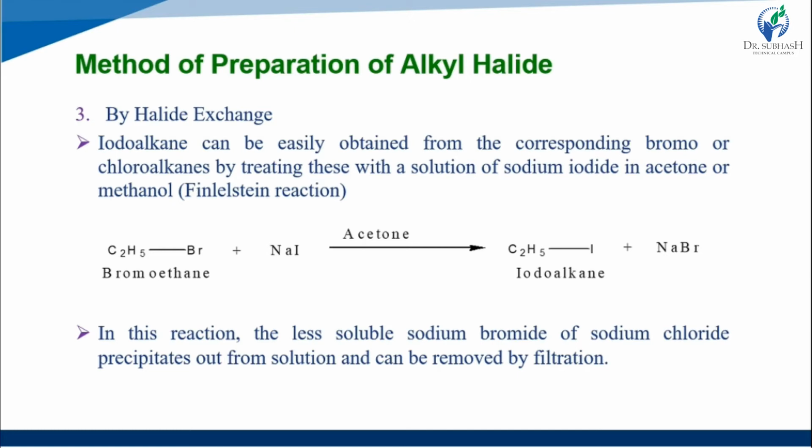So iodoalkane can be easily obtained from the corresponding bromo or chloroalkane by treating it with a solution of sodium iodide in acetone or methanol. That's known as the Finkelstein reaction. Here we take bromoethane plus NaI, sodium iodide, in the presence of acetone, making the iodoalkane. Iodine replaces the Br, and Br is attached to the Na, so iodoalkane is made and NaBr is liberated.